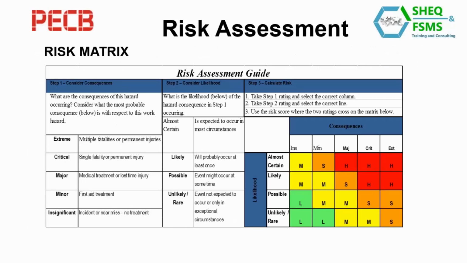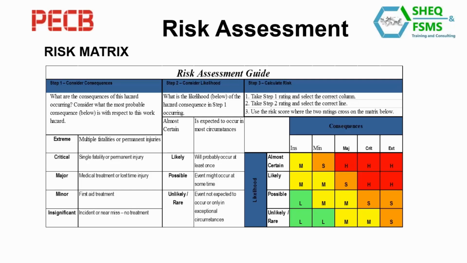And now here is a risk matrix and a risk assessment guide. Step 1, consider the consequences. What are the consequences of this hazard occurring? Consider what the most probable consequence is with respect to this work hazard. We have extreme there, multiple fatalities or permanent injuries; critical, single fatality or permanent injury; major, medical treatment or lost time injury; minor, first aid treatment; insignificant, incident or near miss, no treatment.